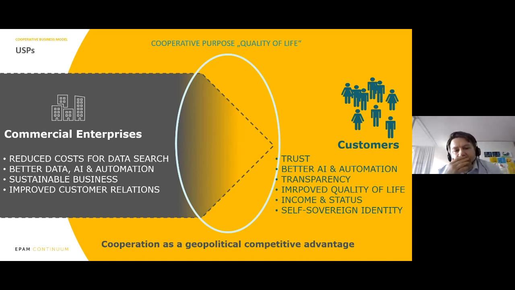And then, coming back to the commercial enterprises, you are running a more sustainable business, because for some people a better quality of life means, I don't want to be bothered by advertisement, or I don't like companies providing services on the market that destroy the environment. You have then, at the least, improved customer relations because of those direct connections to the customers over that platform.